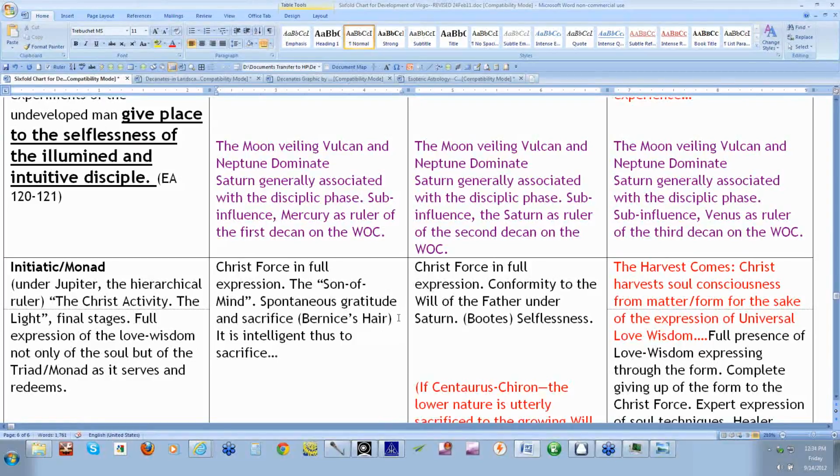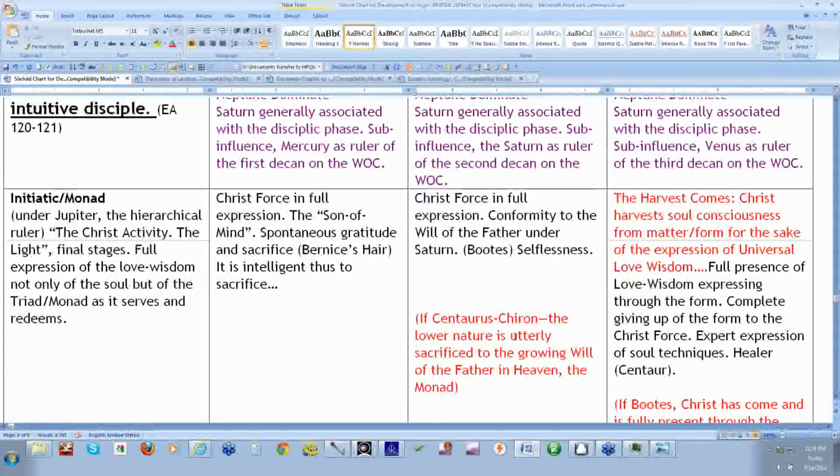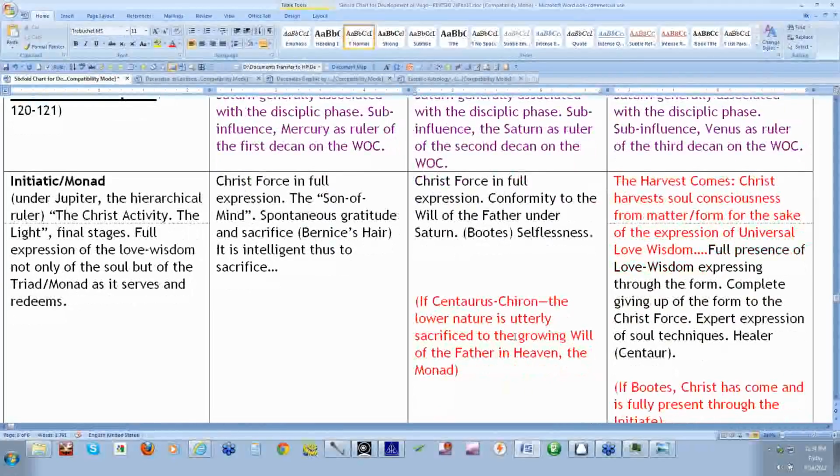When Saturn is the ruler from 10 to 20, the Christ force is in full expression. There's conformity to the will of the Father under Saturn. And Bootes would give selflessness, but the Centaur Chiron, the lower nature, is utterly sacrificed impersonally to the growing will of the Father in heaven, the monad. So ready and impersonal sacrifice for the sake of the plan. And Saturn is Atma and the plan.